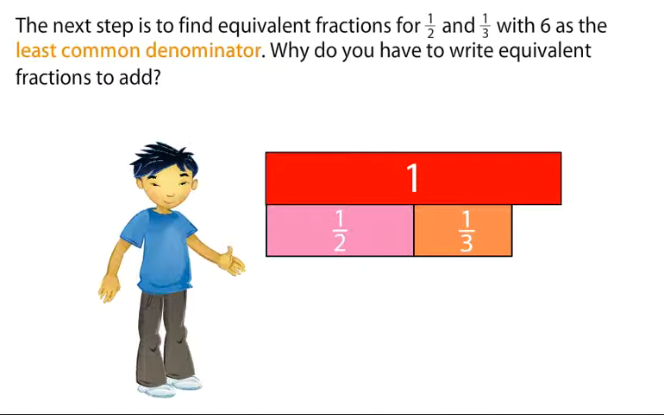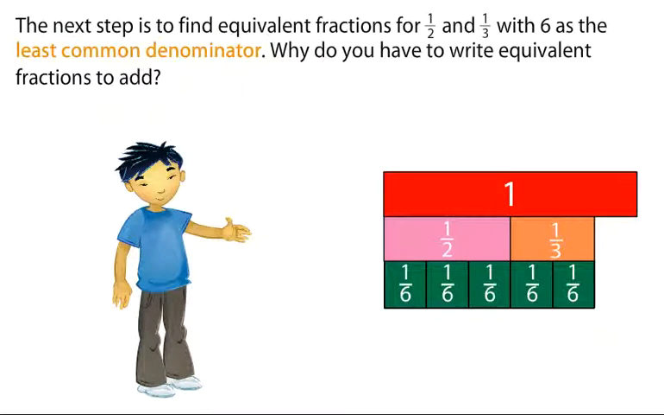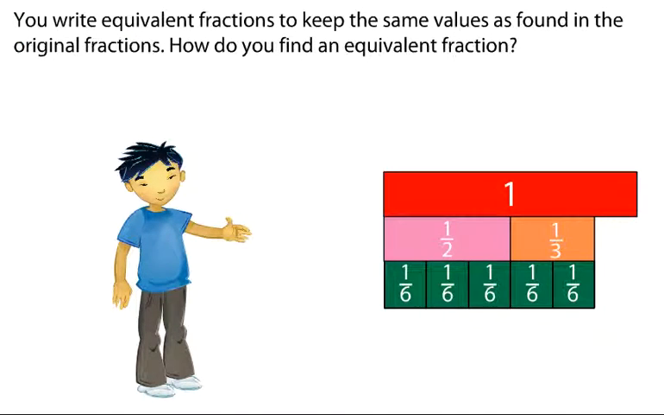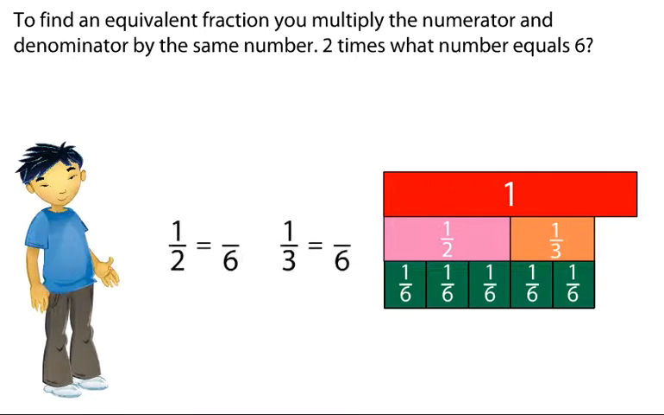The next step is to find equivalent fractions for 1/2 and 1/3 with 6 as the least common denominator. Why do you have to write equivalent fractions to add? You write equivalent fractions to keep the same values as found in the original fractions. How do you find an equivalent fraction? To find an equivalent fraction, you multiply the numerator and denominator by the same number.